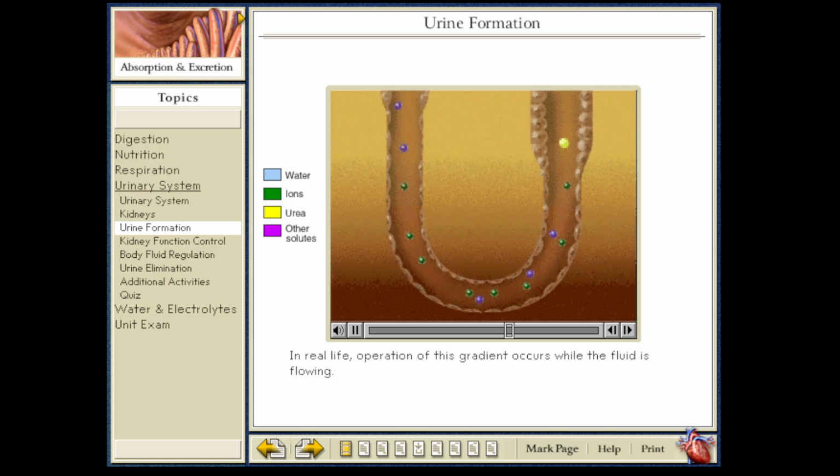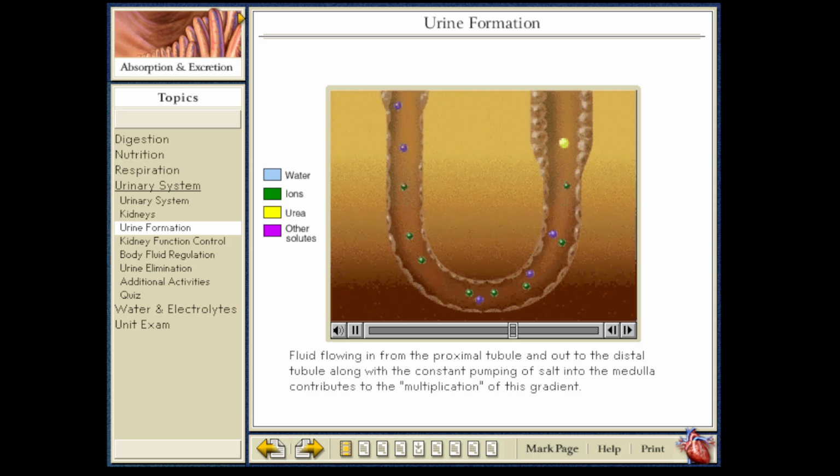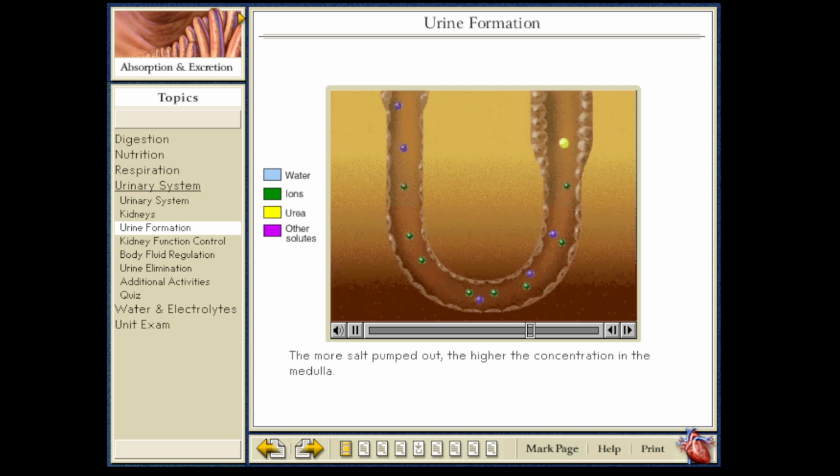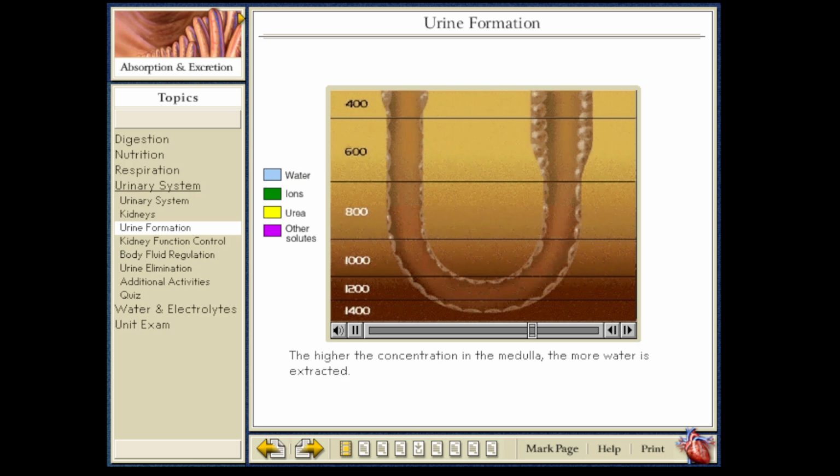In real life, operation of this gradient occurs while the fluid is flowing. Fluid flowing in from the proximal tubule and out to the distal tubule along with the constant pumping of salt into the medulla contributes to the multiplication of this gradient. As fluid follows the path of the loop, an increasing amount of water is extracted as it reaches the bottom, and an increasing amount of salt is pumped out as the fluid reaches the top. The more salt pumped out, the higher the concentration in the medulla. The higher the concentration in the medulla, the more water is extracted.